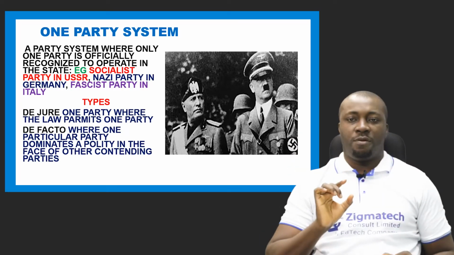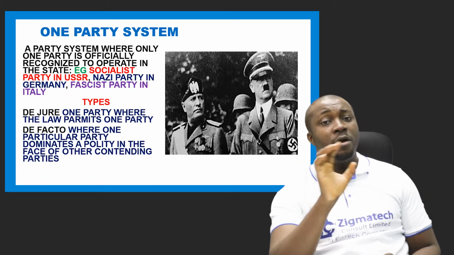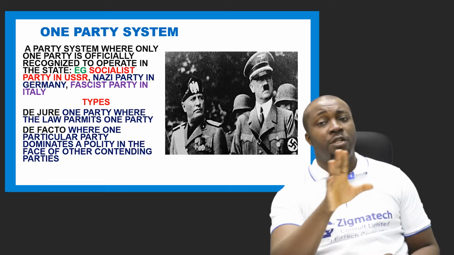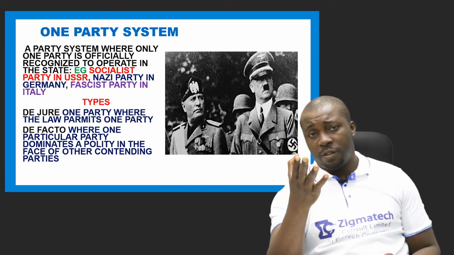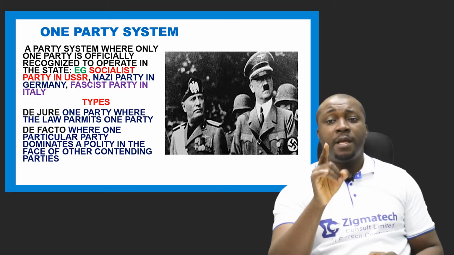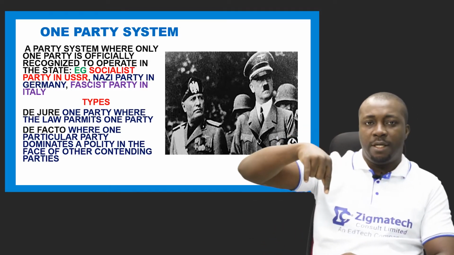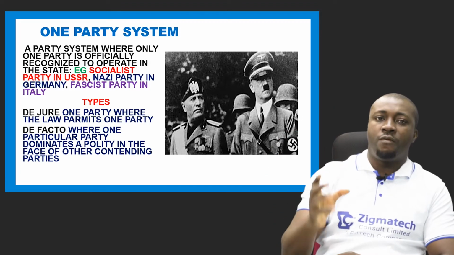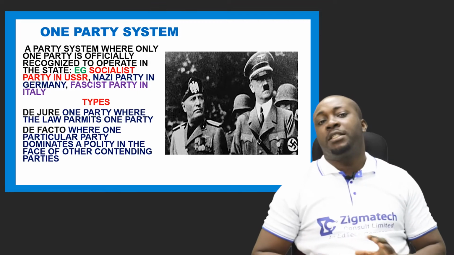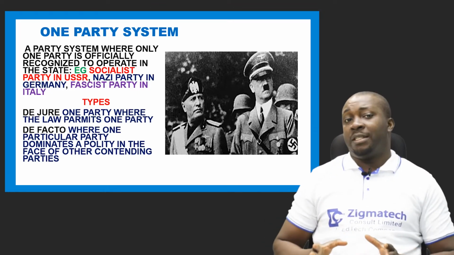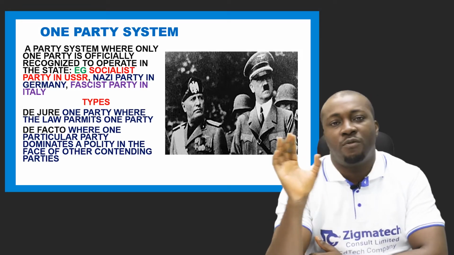Now, de facto is where the law recognizes or permits the operation of different political parties. It could be up to more than two political parties. However, in every election, you see that one party stands out and dominates the polity of the state. So when you have a situation where one political party dominates the polity of a state as if other parties do not exist in such state, we say that such state operates a de facto one-party system.